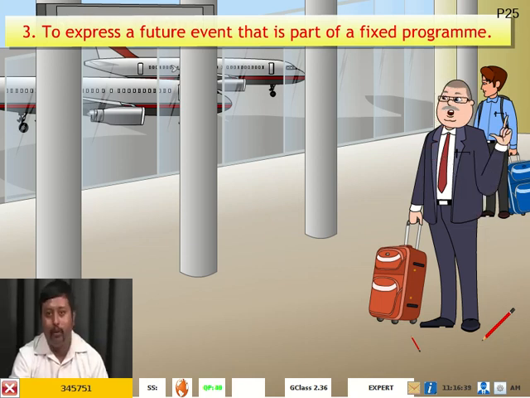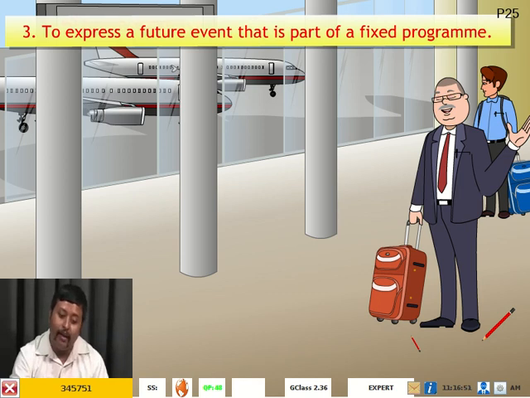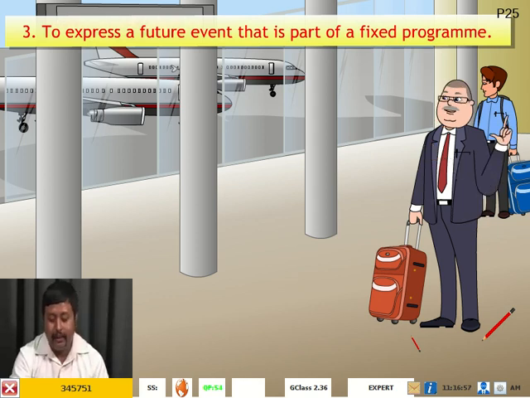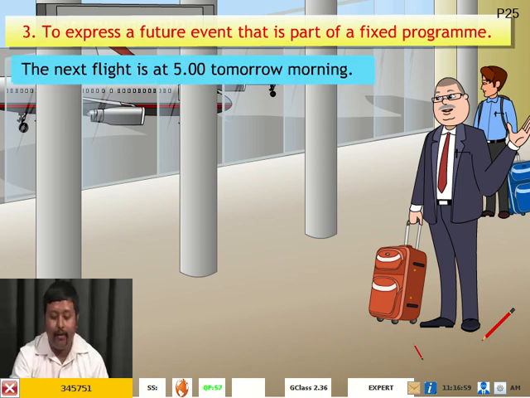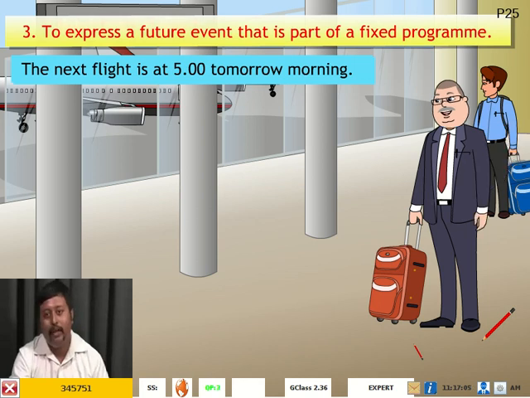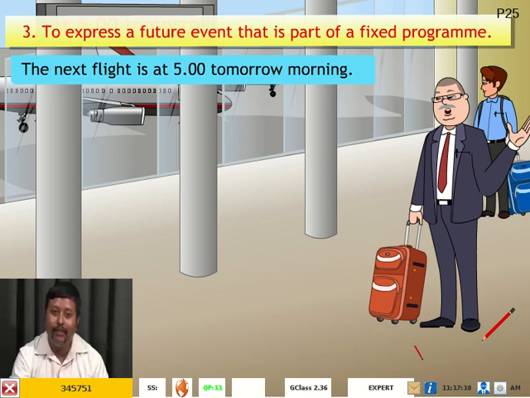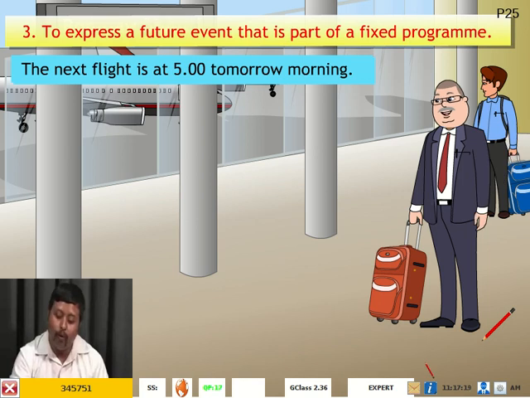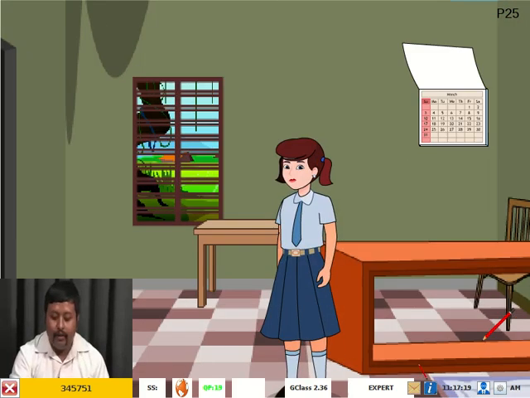To express a future event that is part of a fixed program, we will be using what? Present tense. Say, for example, the next flight is at 5 tomorrow morning. Flight schedules are always fixed. So, if one flight leaves at 10 at night, the next flight is leaving at 5 in the morning. So, that is a fixed thing. So, we are using what? Present tense. The next flight is at 5 tomorrow morning. Okay?